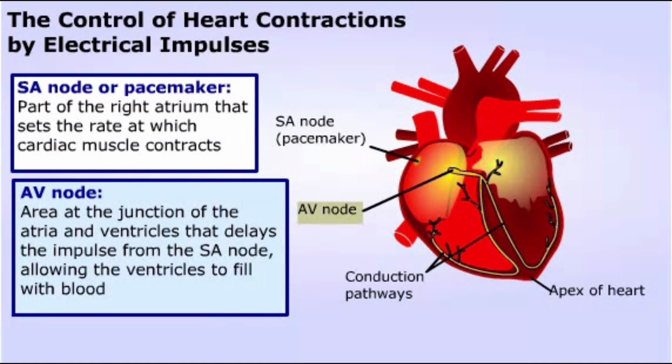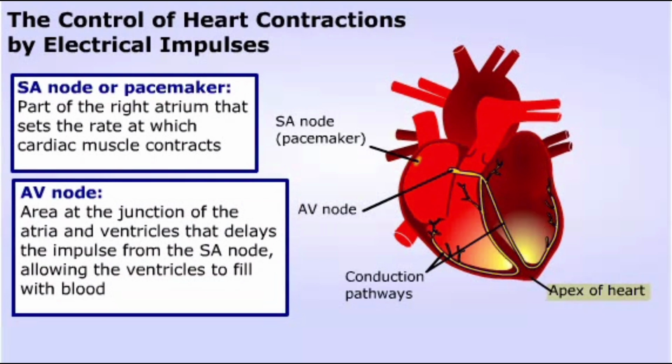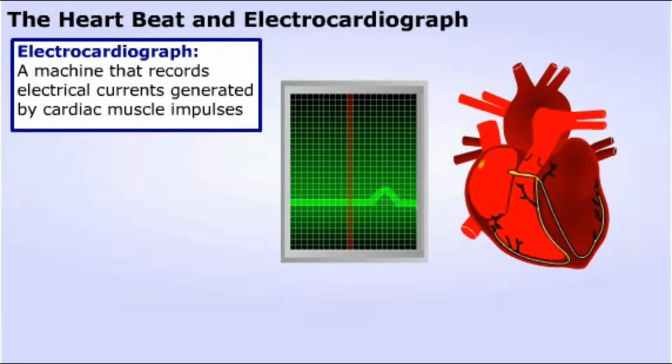Here the impulses are delayed for about 1/10 of a second, enabling the ventricles to fill with blood. The impulses then shoot down to the apex of the heart via a series of specialized muscle fibers that form a conduction pathway, and the impulses then spread over the ventricles from the apex back toward the ventricles. This time, watching an electrocardiograph trace of the impulses.